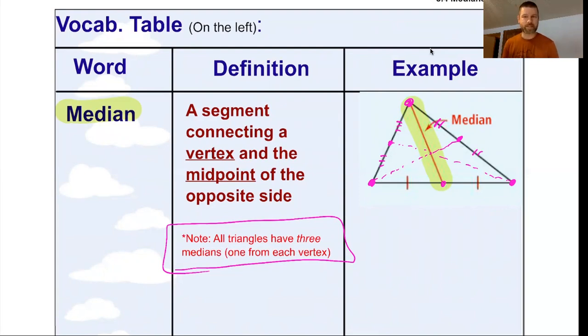So medians connect a vertex to the midpoint of the opposite side. All triangles have a total of three medians. I'm going to highlight them each in a different color here. So those are medians.